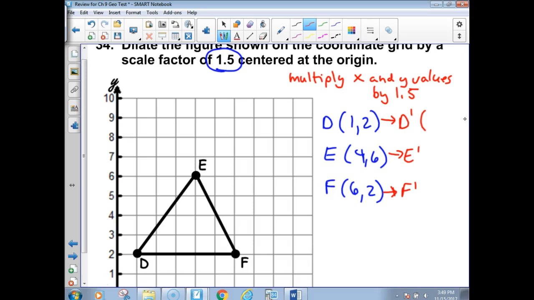So I'm going to jot down the names of those points. If I multiply 1 by 1.5, I get 1.5. If I multiply 2 by 1.5, I get 3. So that would be D prime. E prime is going to be 1.5 times 4, which is 6, and 1.5 times 6, which happens to be 9. Now, you, of course, can do this on your calculator. And then 1.5 times 6, we got 9 again. And 1.5 times 2 is going to give me 3. Okay, so these are the points I need to plot.